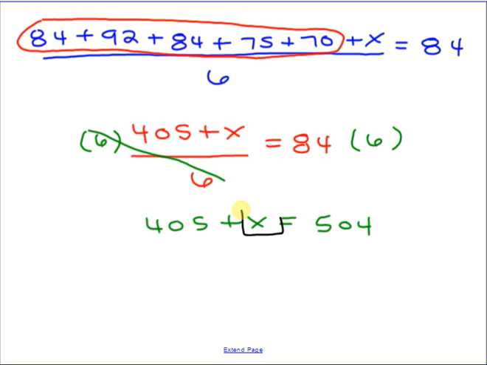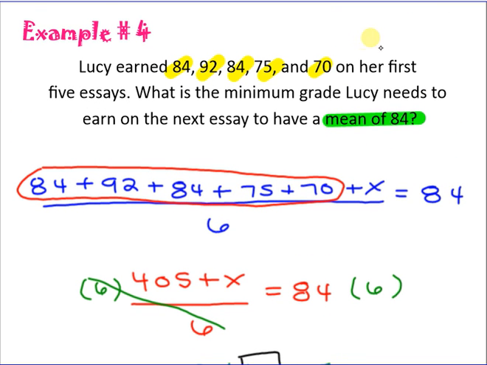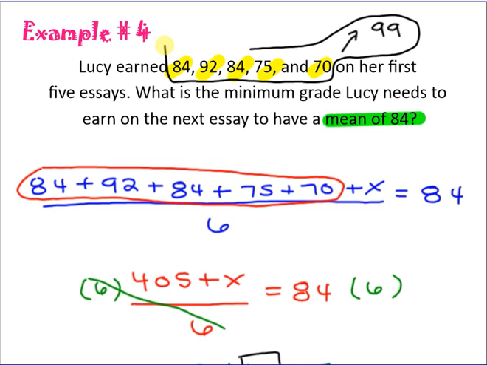We're going to box the variable, minus 405 from both sides, x equals, and 504 minus 405 is going to be 99. Now let's check our answer, because as we learned on the last problem, that's always important. So we're going to add in 99 here. So now let's go ahead and find the mean of these numbers to make sure, and this should be the mean right here when we find the mean. That's what we should get.